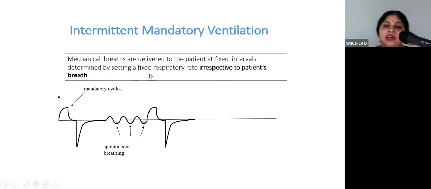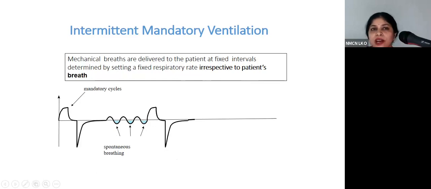So this ventilator would start giving the breath irrespective of the patient effort. Whatever the patient is breathing in between, it would not sense its efforts and it would not synchronize it. It will just keep giving the breath as per the set ventilatory rates. So this is the mandatory breath. This is the mandatory breath. And here the patient is breathing. But if the patient wants to breathe here, it will not sense it and it will keep on giving breath as per the given command. I would say if somebody is not using a flow sensor, any mode of ventilation is IMV.